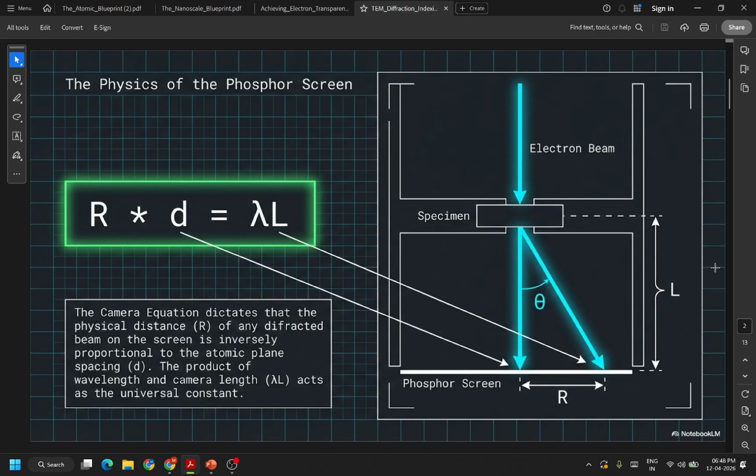So you can see here the camera equation dictates that the physical distance R of any diffracted beam on the screen is inversely proportional to the atomic plane spacing, and the product of wavelength and camera length, lambda L, acts as a universal constant.